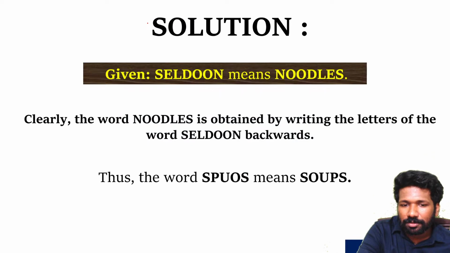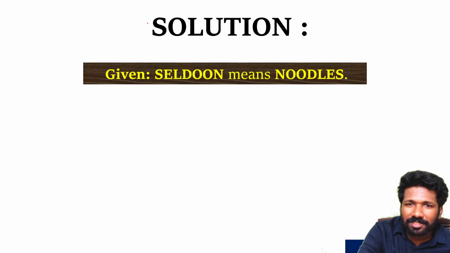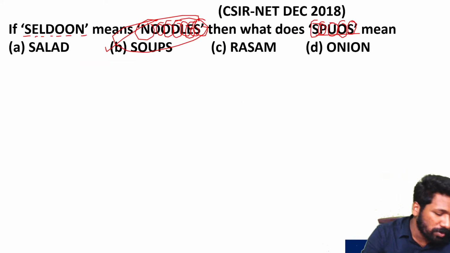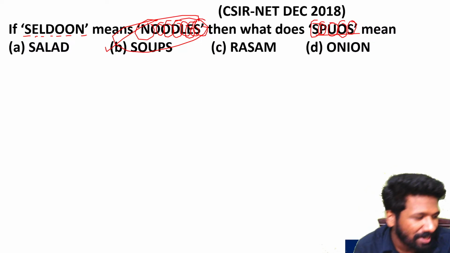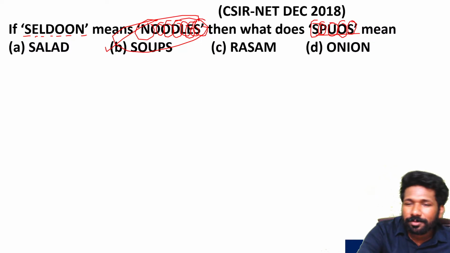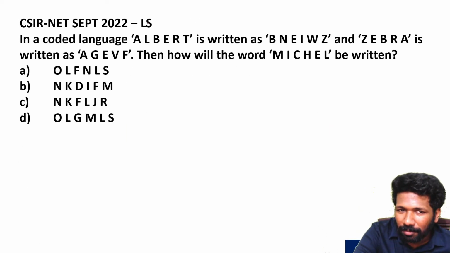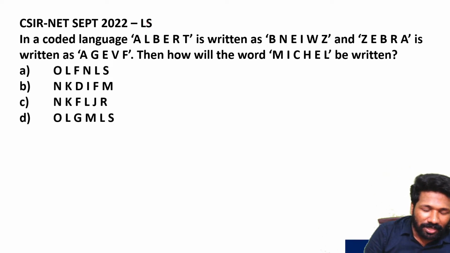So that was the question. SPUOS is written as SOUPS. So that was a CSIR-NET question. Those people who say that all questions in CSIR Part A are difficult, this was also a CSIR-NET problem. It is all about identifying questions properly.